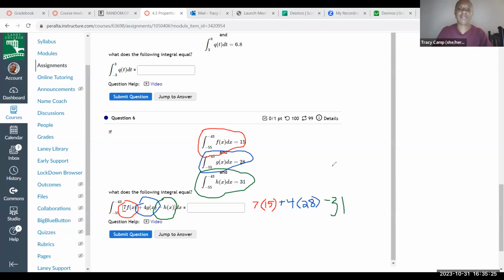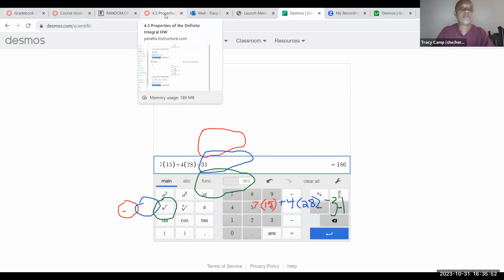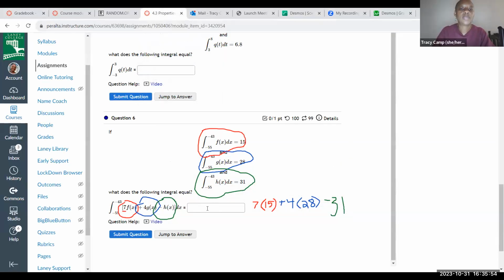As messy as that looks, you can understand it, hopefully. So let's put this in the calculator. So we'll have 7 times 15 plus 4 times 28 minus 31. And we get 186. Where's the, here it is. 186.